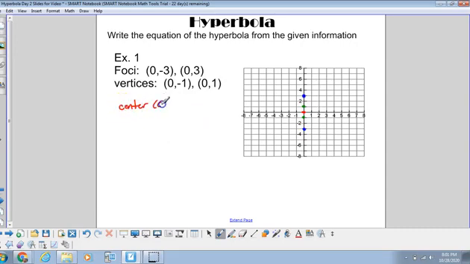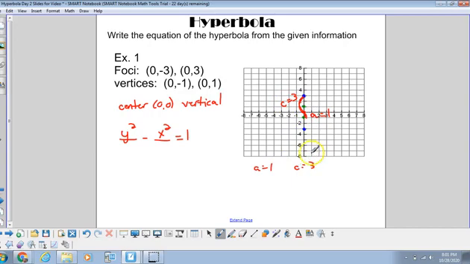Since the center is at (0, 0), and it is vertical, then we know that our equation is going to be written where we would have the y squared first, y squared over something minus the x squared over something equals 1. And let's see how we get those numbers that go underneath. So the distance from our center to our vertex, this value right here, is our a value. And in this case, a equals 1. And the distance from the center to our focus point, that is our c value, and here c equals 3.